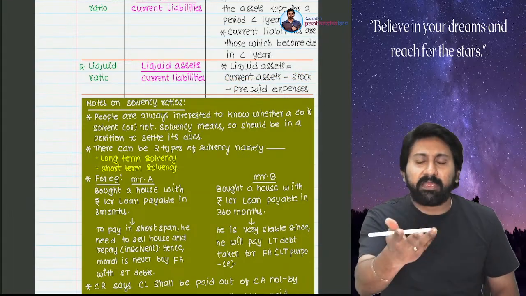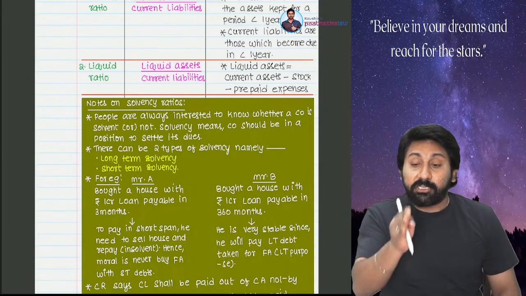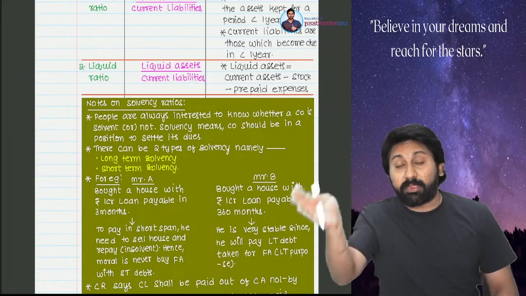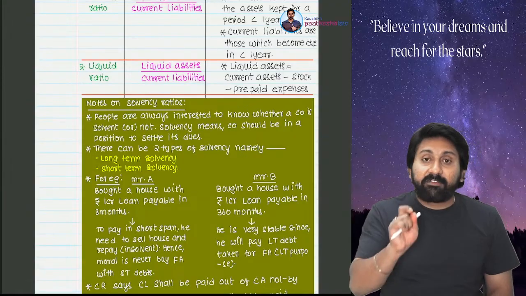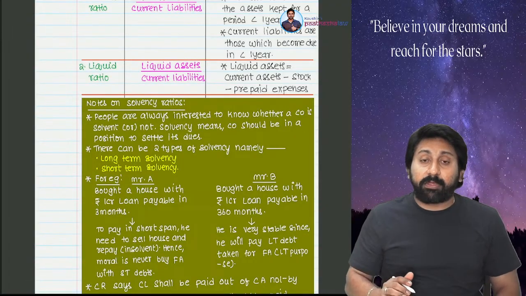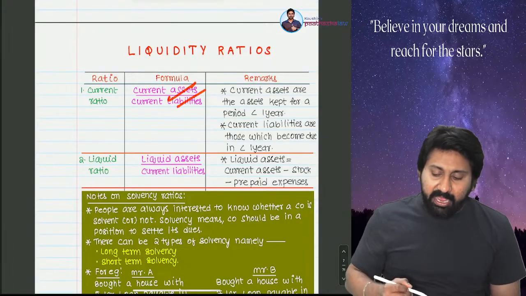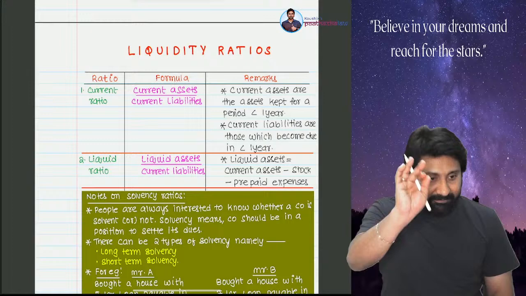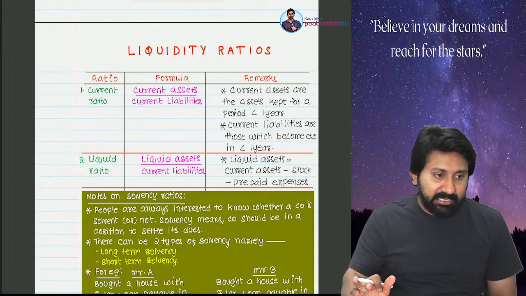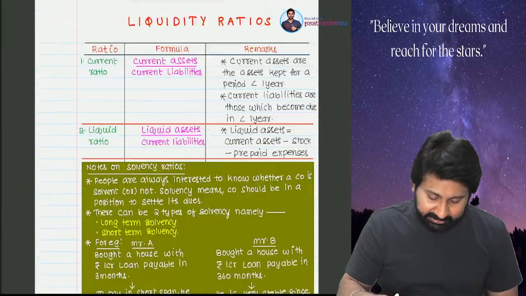Logic, don't ask me. Simple logic. Stock is not directly converted into cash. Stock should become debtor, debtor should become cash. So it takes a lot of time. Therefore it will not be considered as a liquid asset, it will be considered as a current asset. Current assets means every asset other than fixed assets, or assets which are kept for less than 1 year, are all current assets.